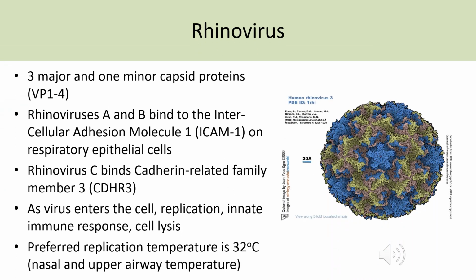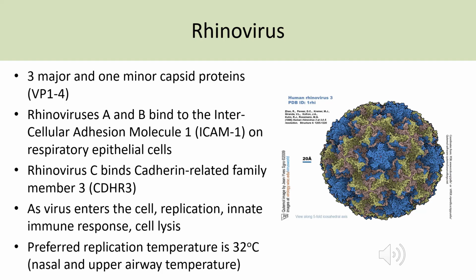The rhinovirus capsid has four proteins. They are named viral proteins 1 through 4, three of which are major and one is a minor protein. And they differ between one species and the other. And the differences dictate which cellular receptors they bind to. So rhinoviruses A and B bind to the intercellular adhesion molecule 1, ICAM1, which is found on respiratory epithelial cells, whereas rhinovirus C binds to the cadherin-related family member 3 and thus can cause infection in the respiratory tract as well.